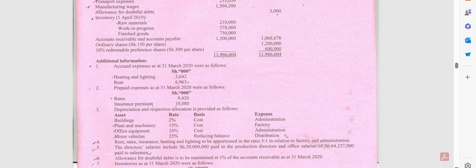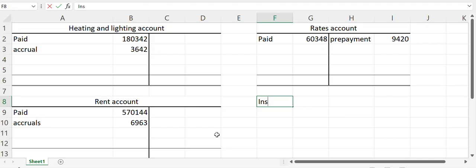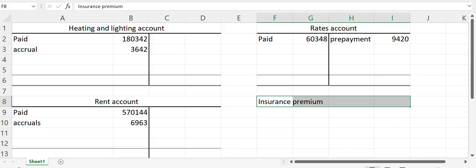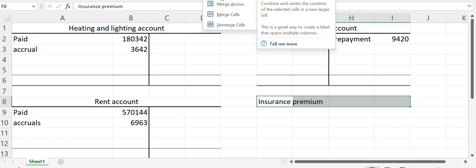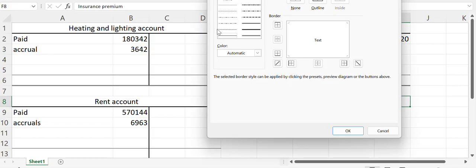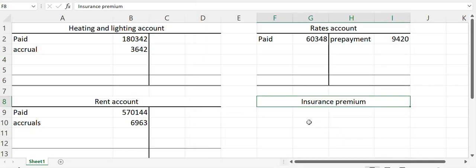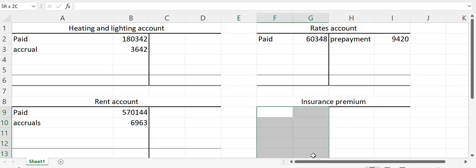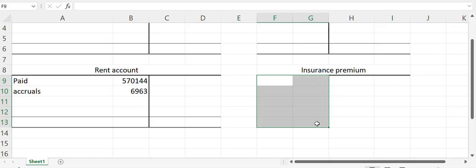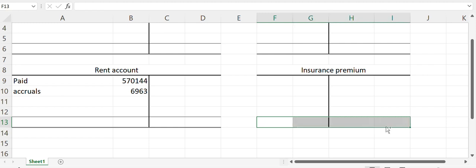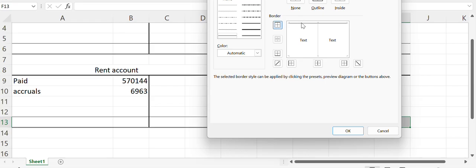Then the other account is what? Insurance premium. So for insurance premium, again, we've been told there was some prepayment. And we've said for prepayment, because they do not relate to this accounting period, from what we had discussed previously, we have to do away with them by recording it on the opposite side. That means deducting it from what has already been paid.